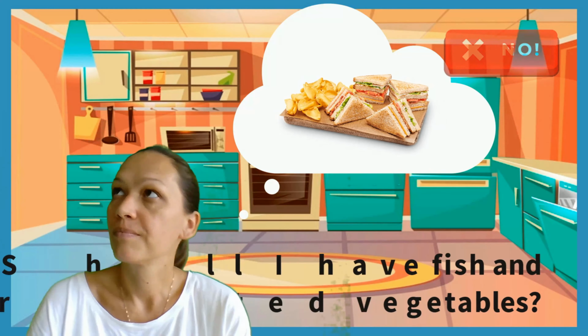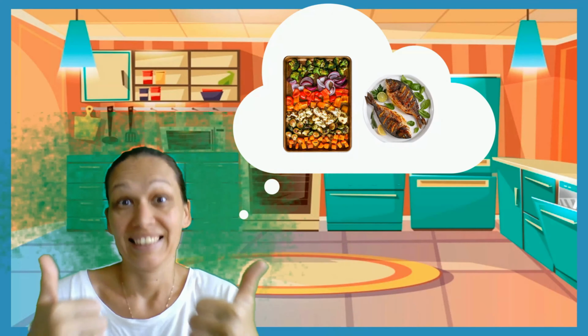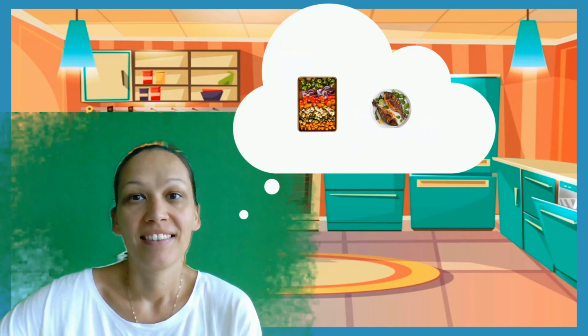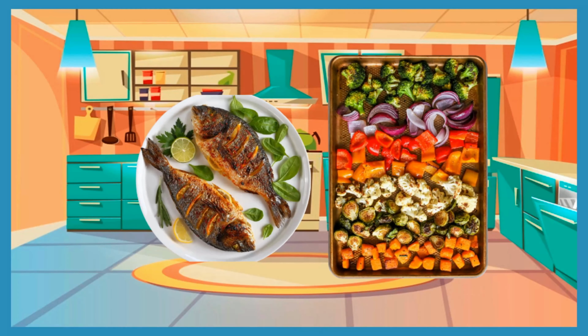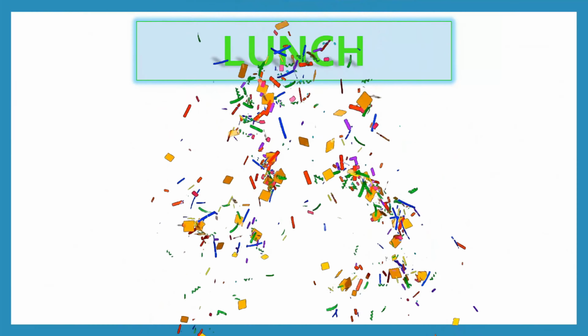No. Shall I have fish and roasted vegetables? Yes, I'm going to have fish and roasted vegetables. Yummy. Let's review the vocabulary.